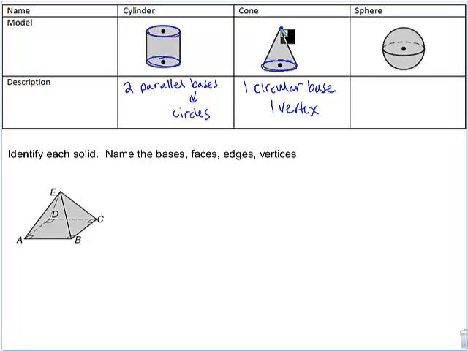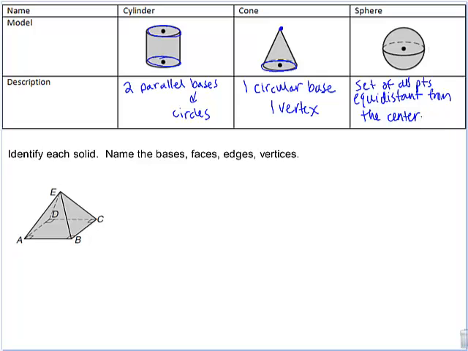The technical definition for a sphere is the set of all points equidistant from the center. And this would be the set of all points in a plane. Or not in a plane, in space. So it's 3-dimensional. Now what we're going to do next is identify the solid. We're going to name the base. We're going to name the faces, the edges, and the vertices.